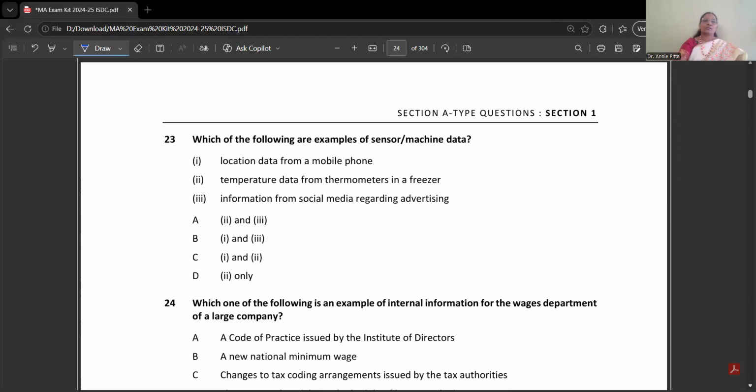23, when we look at 23, which of the following are examples of sensor or machine data? So let's understand what sensor or machine data is. Location data from a mobile phone, temperature data from thermometers in a freezer, information from social media regarding advertisements.